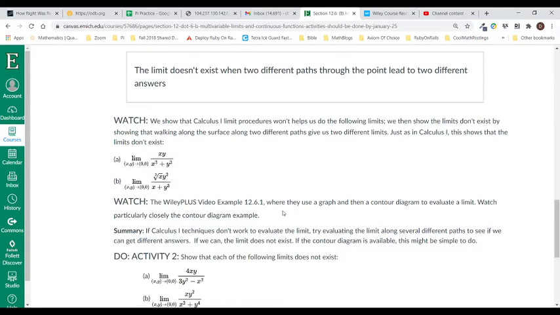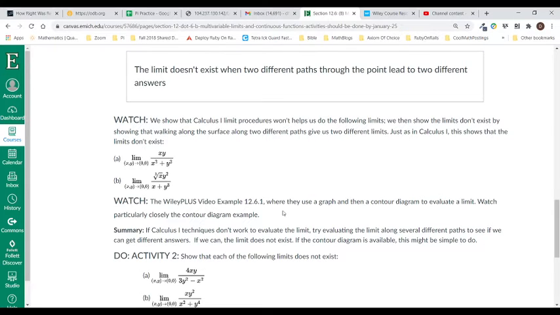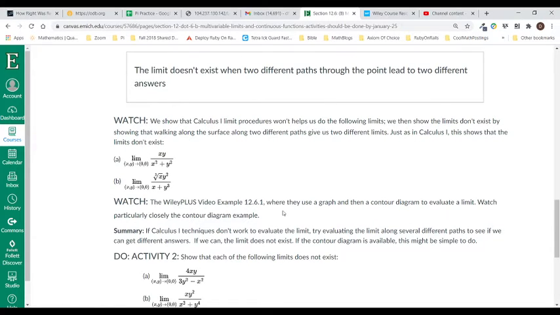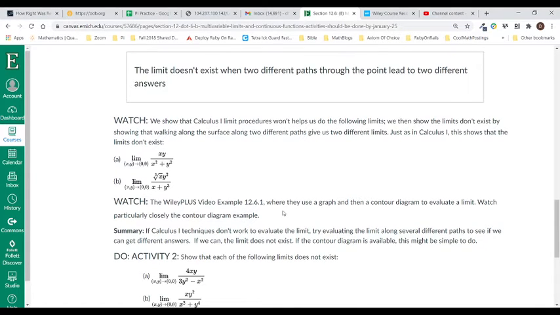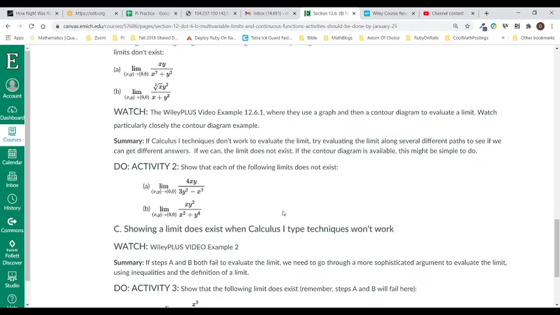I always thought this is one of the most fun things from this chapter is that when you're trying to take a limit and show it doesn't exist, you have to walk on the surface from different directions. Well, now, instead of just a left-hand side and a right-hand side, there's an infinite number of directions that you can walk to that point on. So it's more interesting and it's more fun, and that's what we'll actually spend most of our time on. And there's an activity to do.